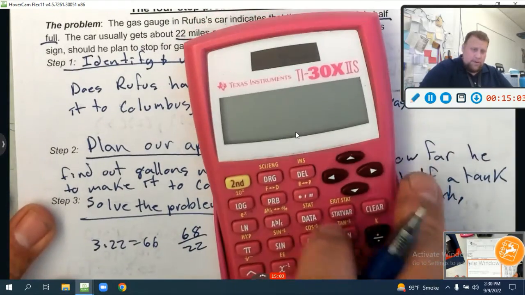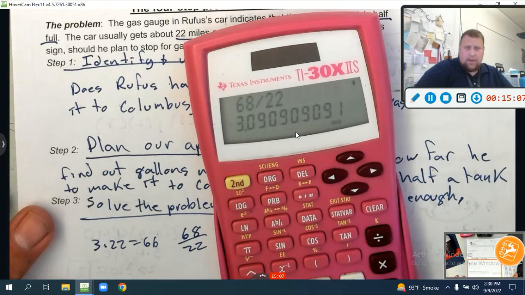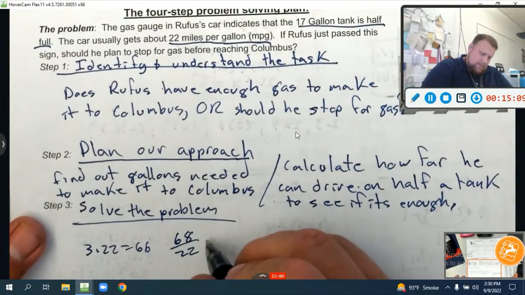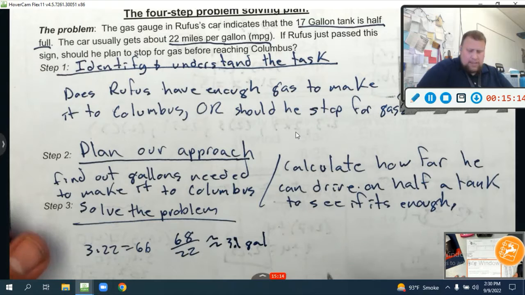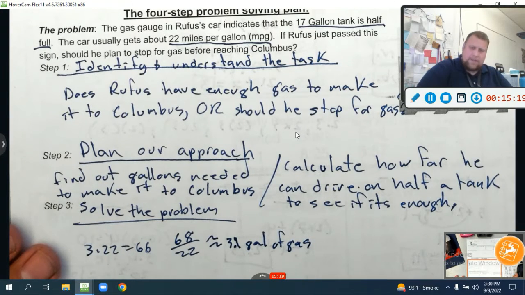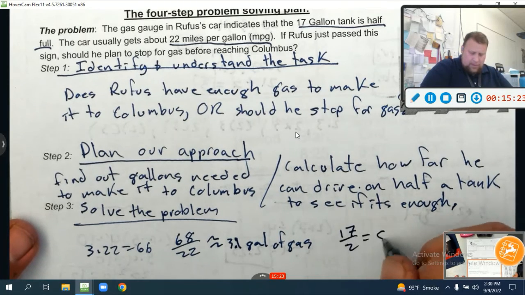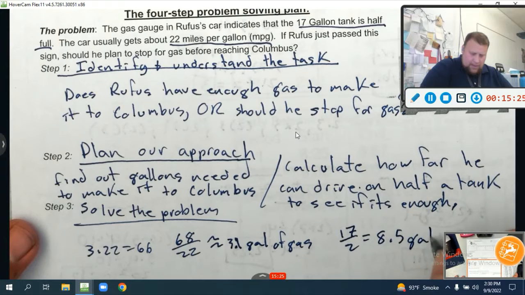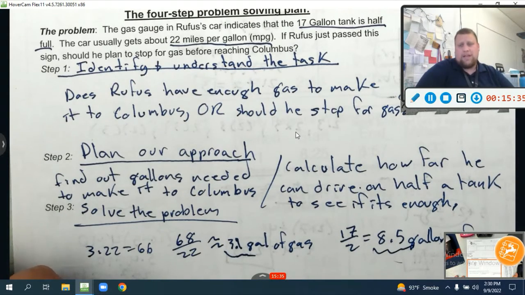Oh, you don't even see me doing that. 68 divided by 22. So it needs about 3.1 gallons of gas. Approximately 3.1 gallons. And let's see how much gas he actually has. It says he has half a tank. So that's going to be 17 divided by 2, which equals 8.5 gallons of gas. If he only needs 3.1 and he has 8.5, he has plenty of gas to go.